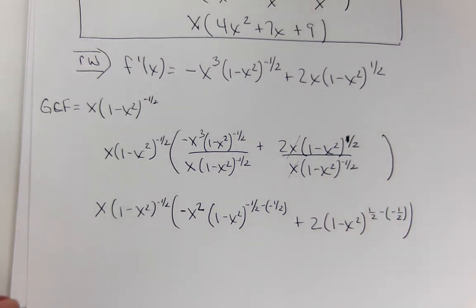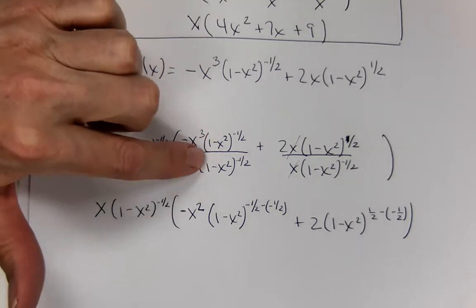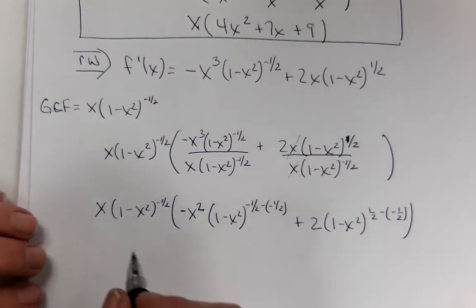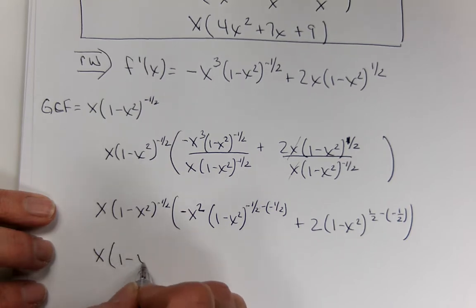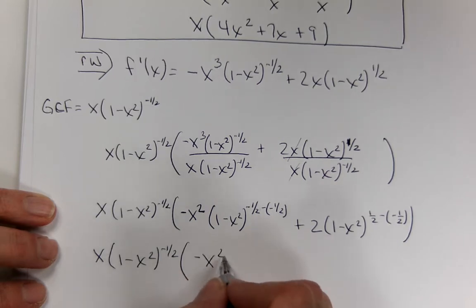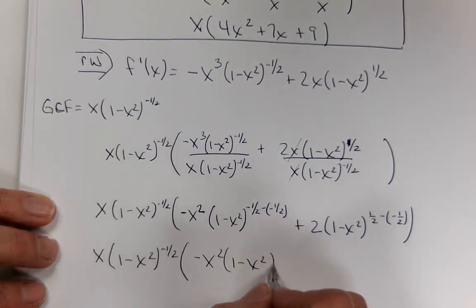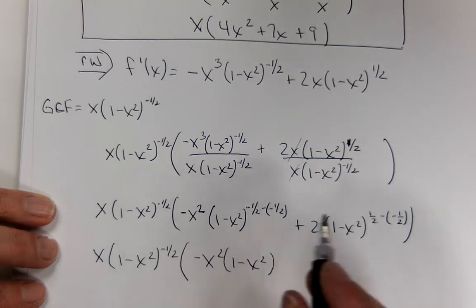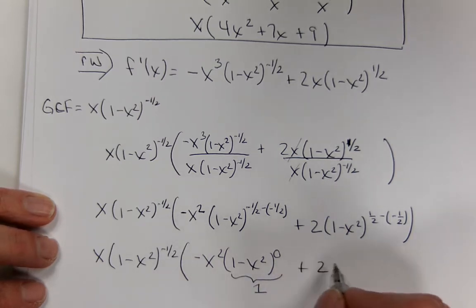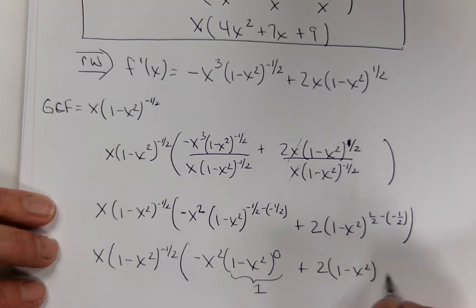Okay, and so really these two we could have just canceled. Certainly we could have canceled, but I just want to show you a little bit more what happens if you don't, that you're subtracting the exponents, and that now we're working with fractions. So we have x times 1 minus x squared to the negative 1/2 power. And then this will be negative x squared times 1 minus x squared to the negative 1/2 plus 1/2, and that's 0. So this whole thing becomes 1. And then plus 2 times 1 minus x squared. And now this is 1/2 plus 1/2, so that's to the 1 power.